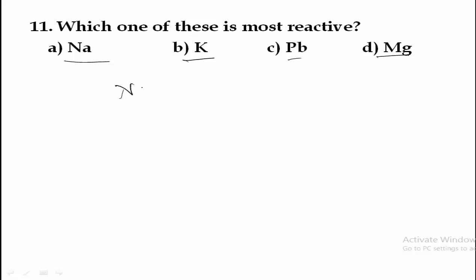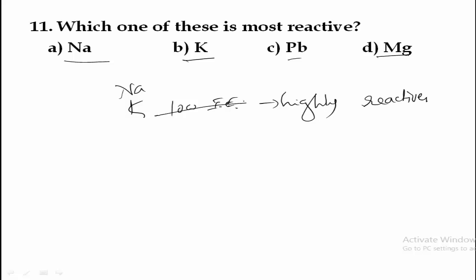only sodium lies above the potassium, and thus the potassium has low ionization energy. Thus it is highly reactive as compared to sodium. So due to low ionization energy, it is highly reactive, and therefore potassium is the right answer, option B.